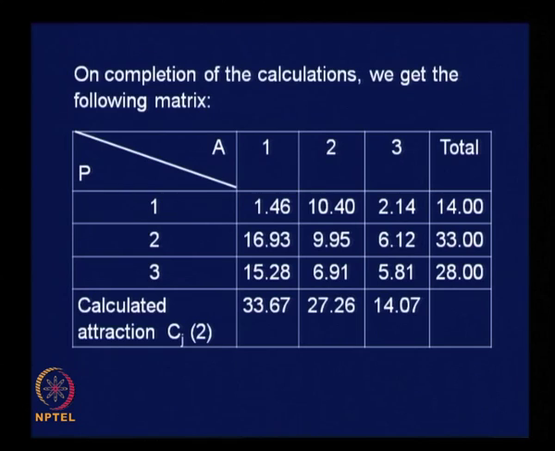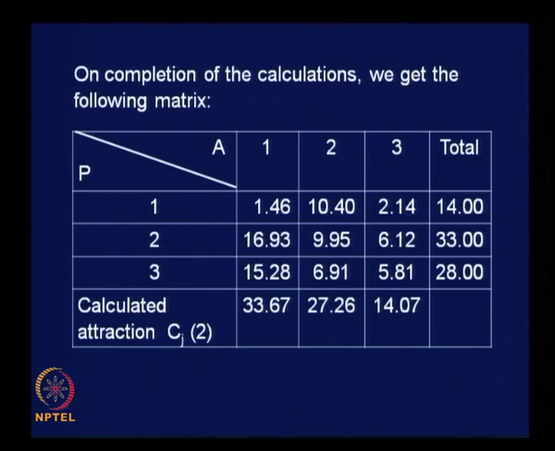Let us present the result in the form of a matrix as shown here. As usual, when you add up the cell values along rows, we are getting the actual observed production values of 14, 33 and 28. You can check for every iteration, you will be getting it, right. And if you look at the attraction values, now the values are little better than what it was in the first iteration. We get 33.67 instead of 33, 27.26 instead of 28 and 14.07 instead of 14, right.